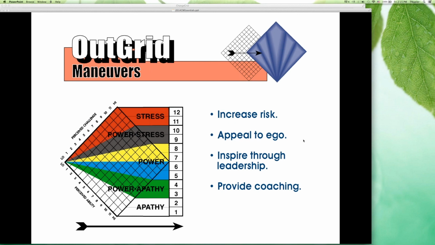At a certain point in time, a little dose of humility might need to be put in place, but that's an in grid maneuver because we don't want you to be too far out grid in that danger zone where you become the bull in the china shop. And then the last thing that we do to move people out grid is we provide that coaching. Again, I'm talking specifically about performance coaching.